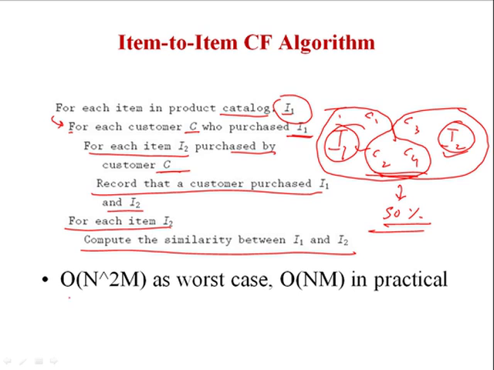The time complexity is big O of n squared m in the worst case, and O of nm in practice, where n is the number of items and m is the number of transactions in the matrix.